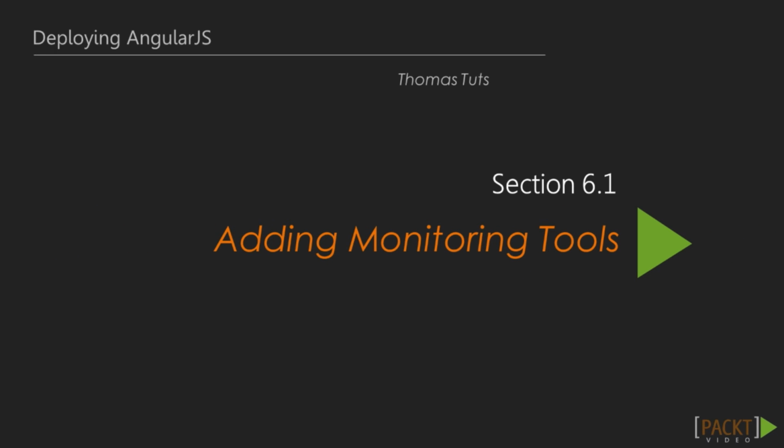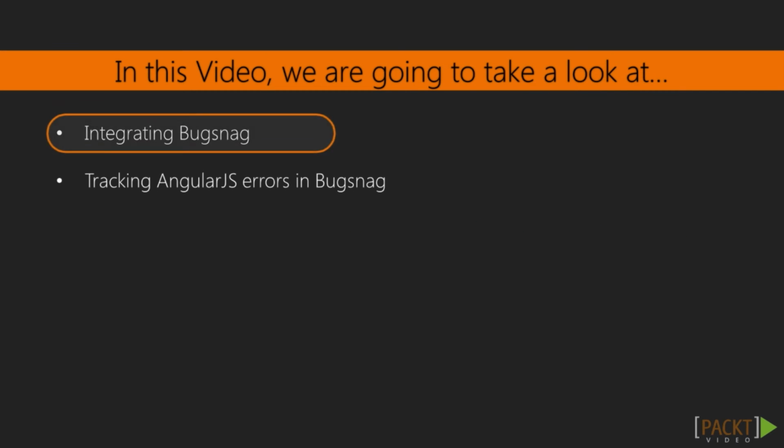In this video, we're going to add a monitoring tool to keep track of any errors that might occur in the application. We'll use Bugsnag for tracking errors in our application. The Bugsnag notifier for JavaScript gives you instant notification of errors and exceptions in your website's JavaScript code. We can then use this information to fix any issues that might arise when users use our application.